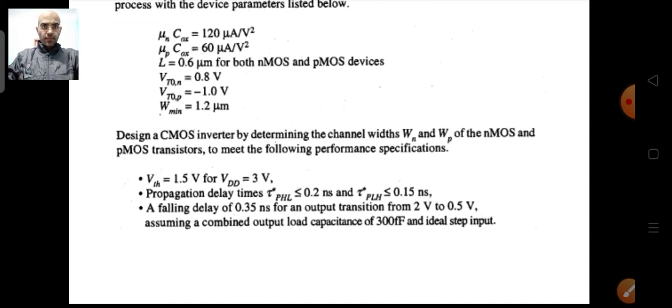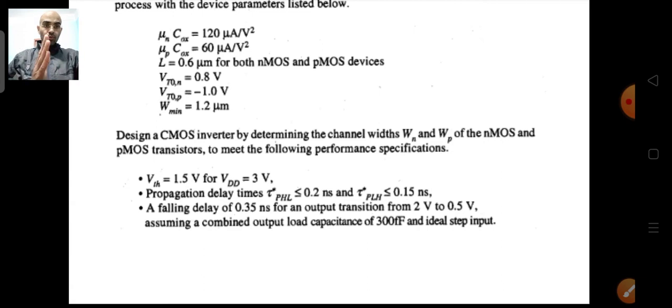As you can see, there are multiple constraints given in the problem. VTH is equal to 1.5 volts: the CMOS inverter, not the device but the circuit, should have a threshold voltage of 1.5 volts. VDD is equal to 3 volts; we have to use the supply voltage as 3 volts only. Then the propagation delays the circuit should give are tau PHL as 0.2 nanoseconds and tau PLH as 0.15 nanoseconds. Also given is a fall time of 0.35 nanoseconds for an output transition from 2 volts to 0.5 volts.